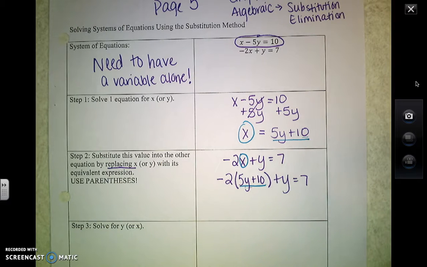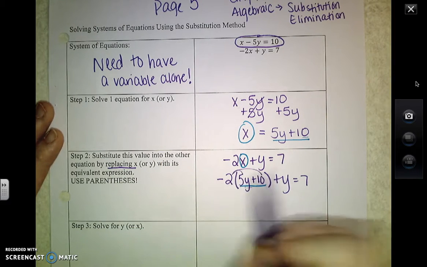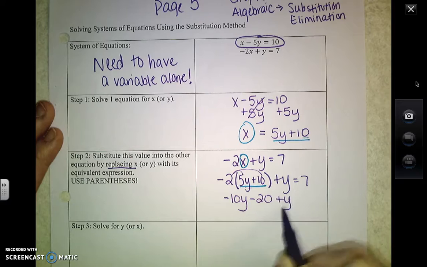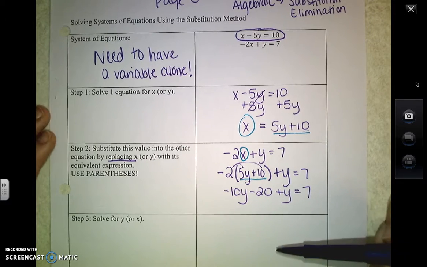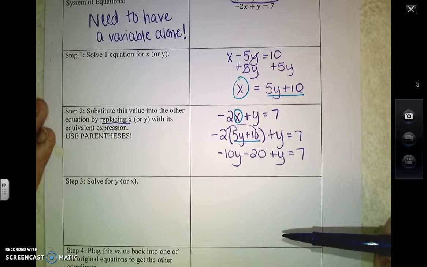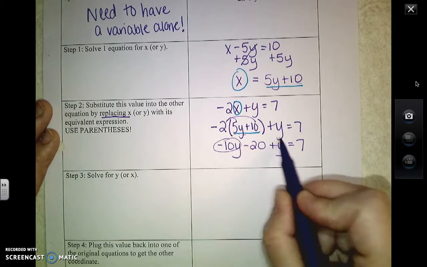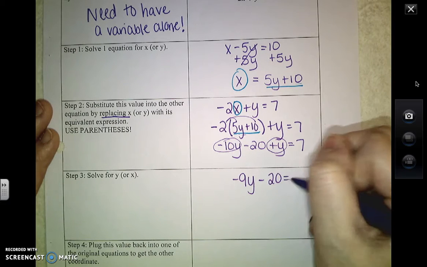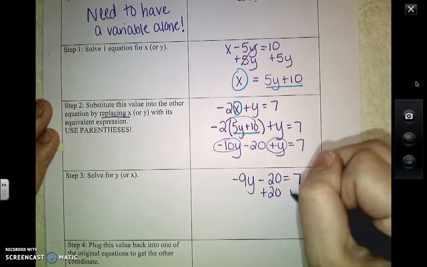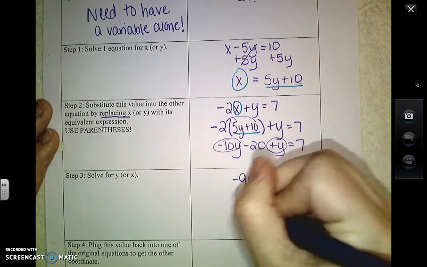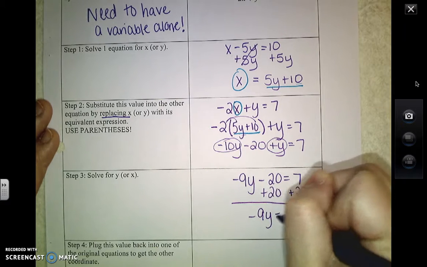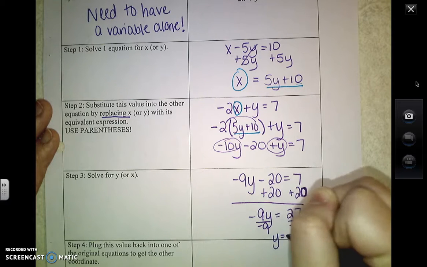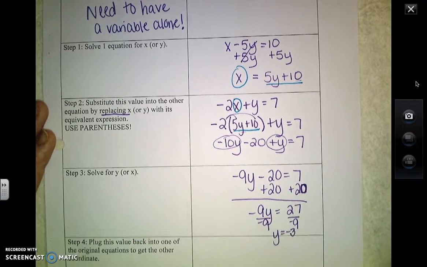So we're going to go back to our equation solving skills from earlier in the year, and we've been using them all year. We're going to distribute, so negative 10y minus 20 plus y equals 7. And we're going to continue into the step 3 box here to solve for y. So we're going to put together the y's. Negative 10y plus y is negative 9y minus 20 equals 7. And hopefully you're getting much better here or are very good at solving a 2-step equation. So negative 9y is equal to 27. And when I divide by negative 9, I get an answer of negative 3 for y.